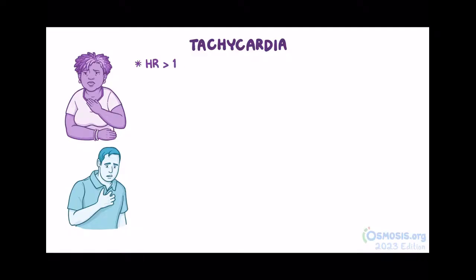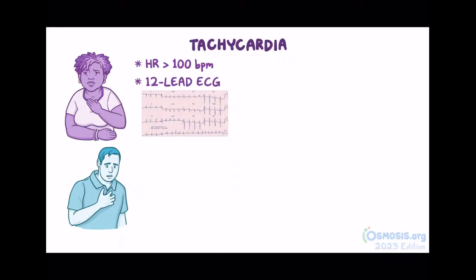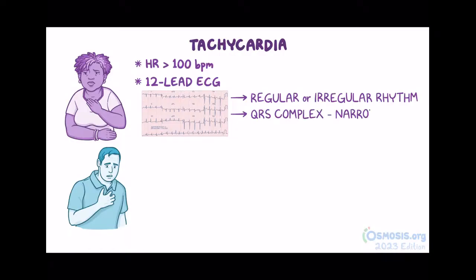Tachycardia refers to a heart rate above 100 beats per minute, or BPM for short. Once identified, a 12-lead ECG can be used to determine if the tachycardia has a regular or irregular rhythm, and if the QRS complex is narrow or wide. Further examination of the ECG can reveal details that help identify which type of tachycardia is present.